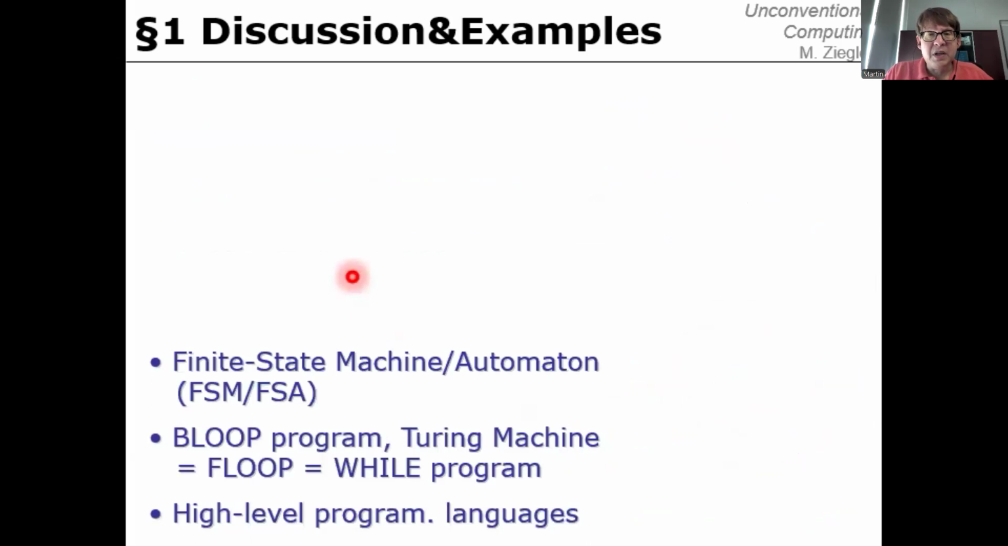Speaking of Turing machines, your homework assignment was to think about whether your computer is a Turing machine or a finite state machine. Finite state machines are discussed in CS322. Turing machines, WHILE programs, LOOP programs are discussed in CS422 by yours truly, and high-level programming languages are the subject of CS320.